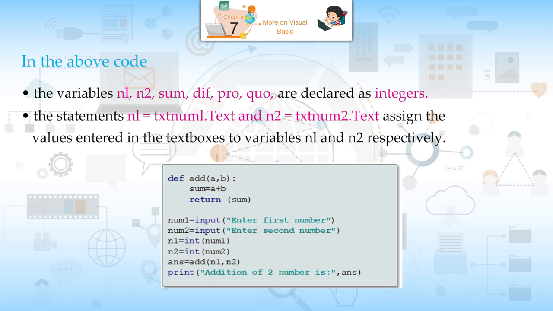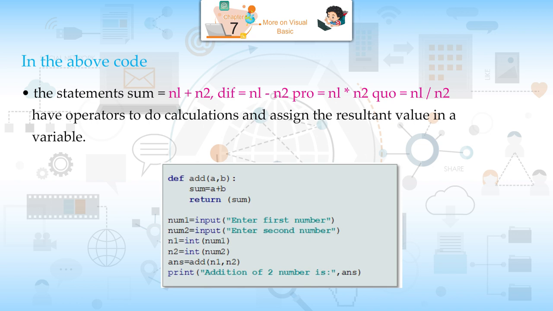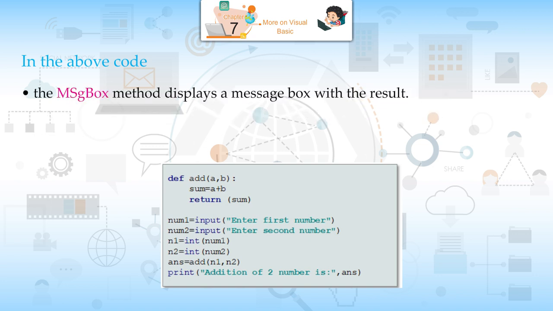The statements n1 = txt_num1.Text and n2 = txt_num2.Text assign the values entered in the text boxes to variables n1 and n2 respectively. The statements sum = n1 + n2, diff = n1 - n2, pro = n1 * n2, co = n1 / n2 have operators to do calculations and assign the resultant value in a variable. The MessageBox method displays a message box with the result.